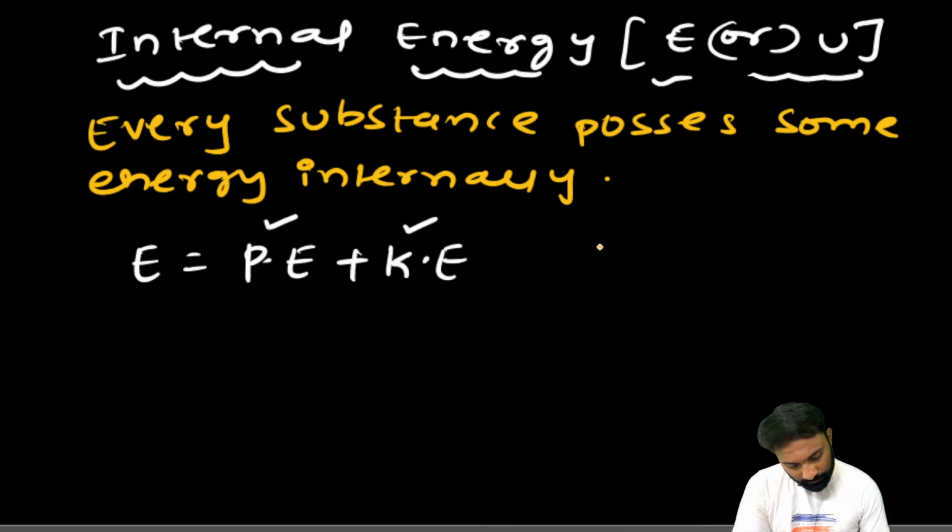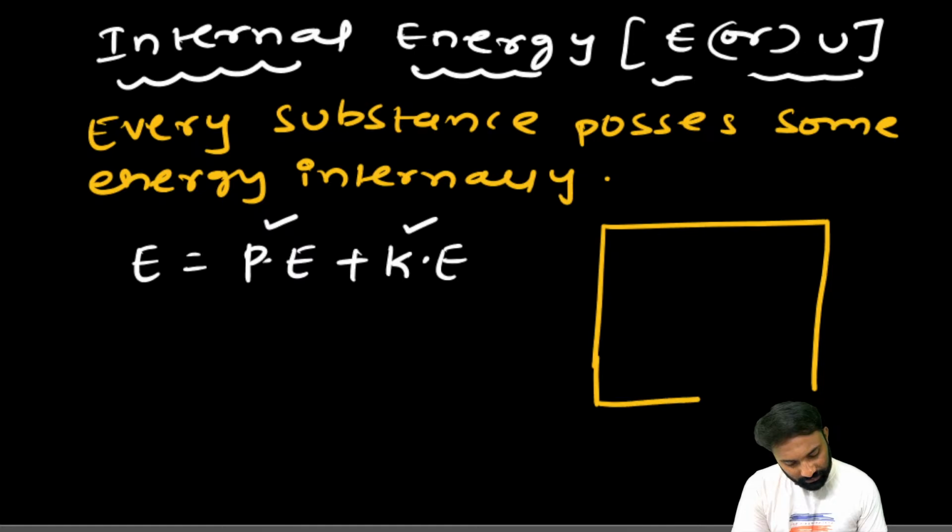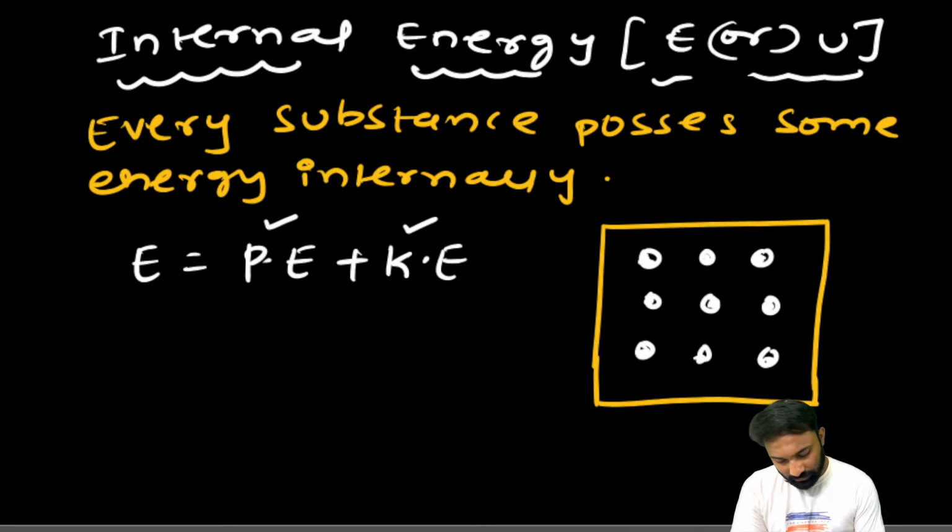Let's suppose this is our system. In this system we have some gas particles. Now this gas particle will move here and there, from here to here. This gas particle will move here and there.